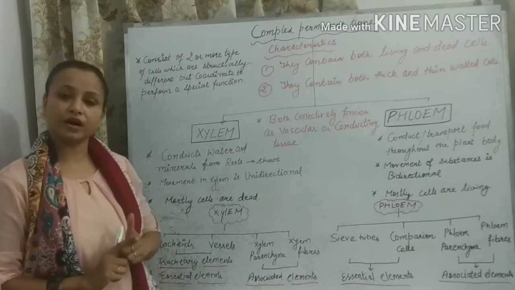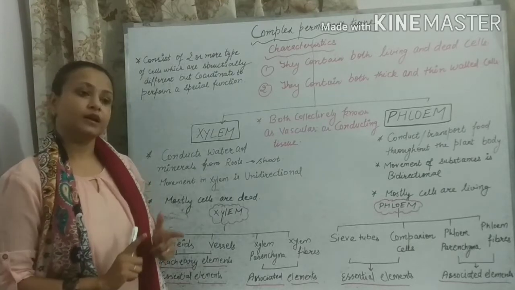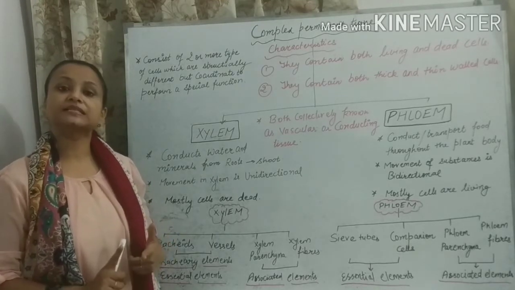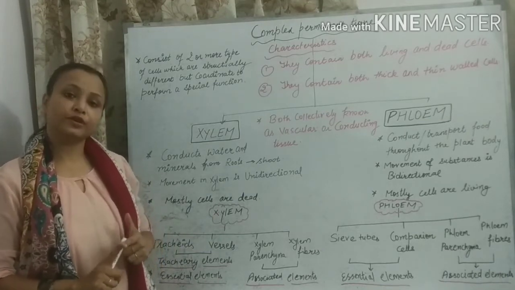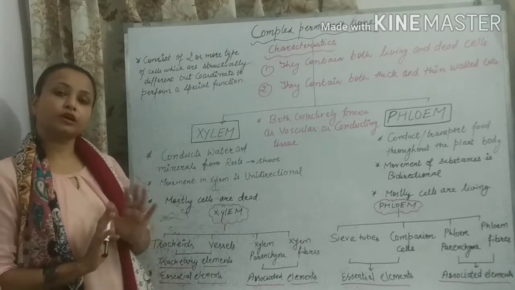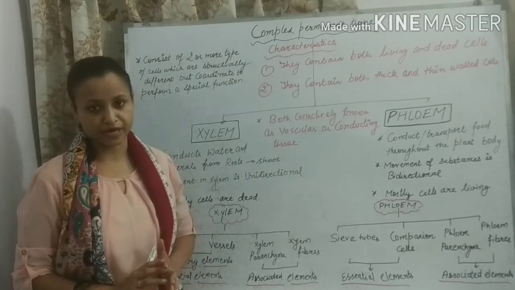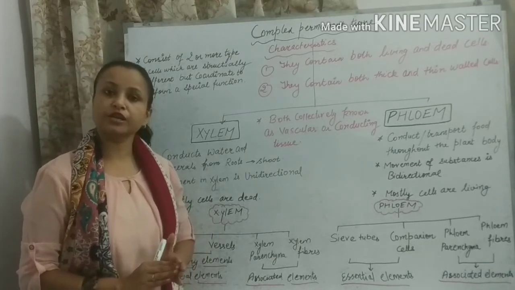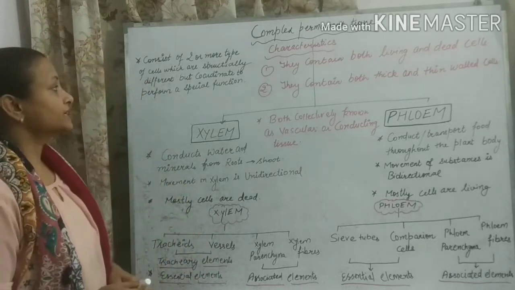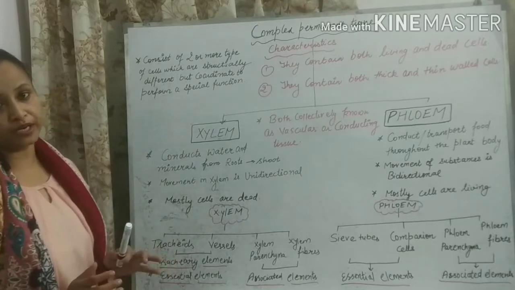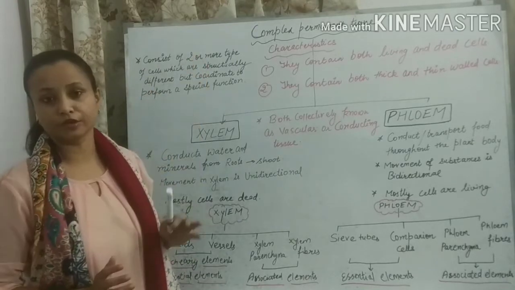The tissues were parenchyma, collenchyma, sclerenchyma, and we have also discussed protective plant tissues. So they all come in simple permanent tissue. Now today we are going to learn about complex permanent tissue. So what is the meaning of complex permanent tissue? Why has this name been given to it?